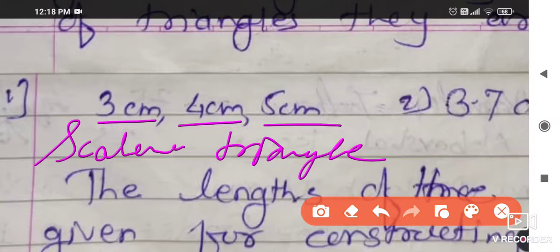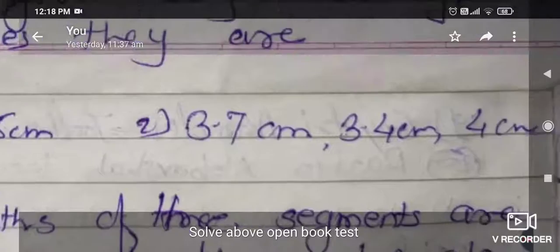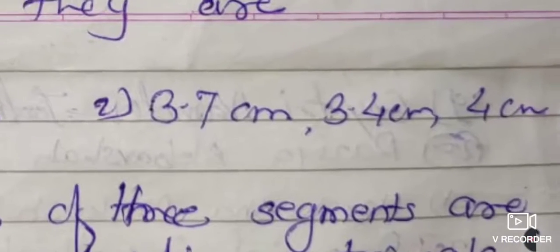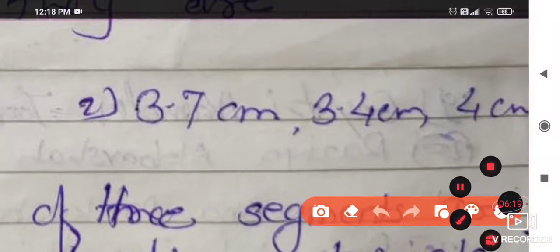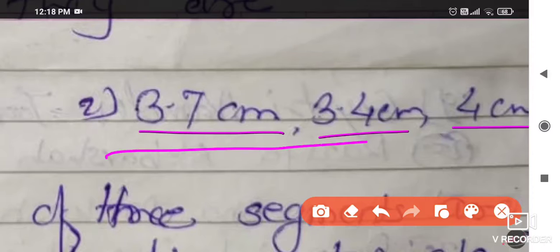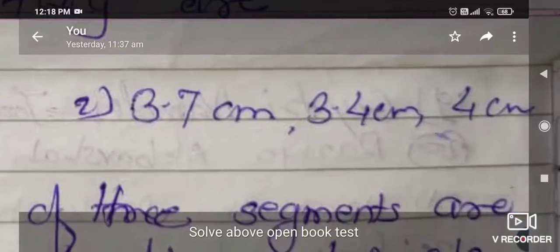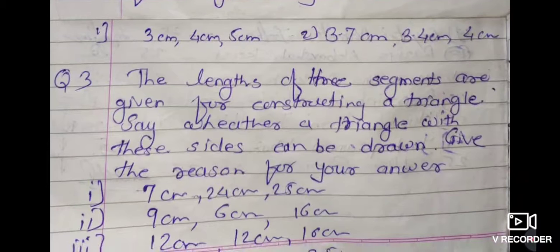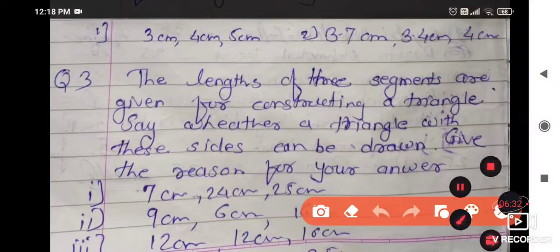Scalene triangle. The sides of the triangle are different from each other. This type of triangle is called a scalene triangle. And here also you will see, the measures of the sides are 3.7, 3.4 and 4 centimeter. So these all measures are different, and that's why this is also a scalene triangle. Now we will see the next question.